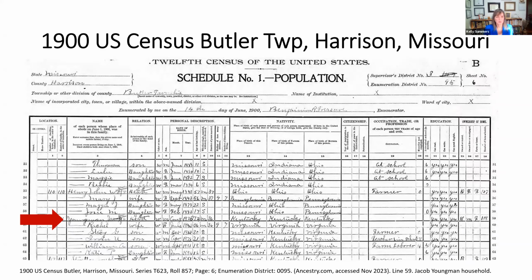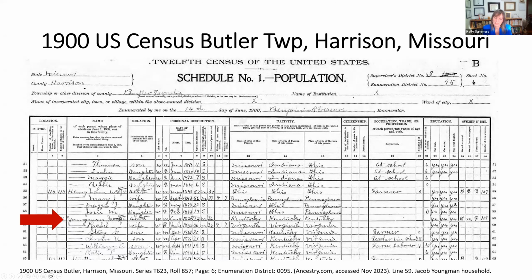Okay, here I have the 1900 census, and in Butler Township, Harrison County, Missouri, Jacob was found. Here's his entry, Jacob Youngman, the head of household. It says he was born August 1825 and that he is 74 years old. He is married, and he's been married for 36 years.